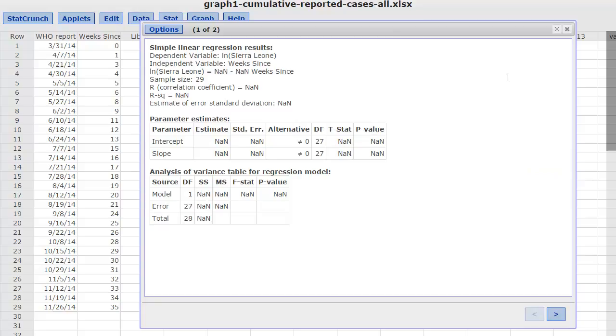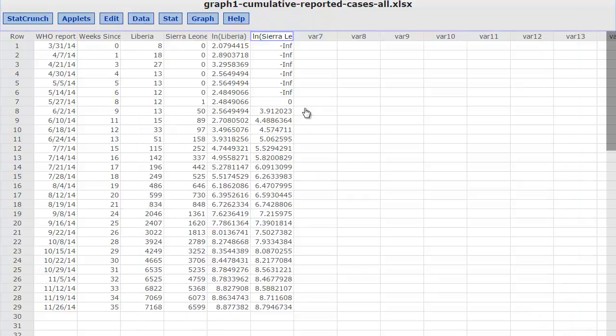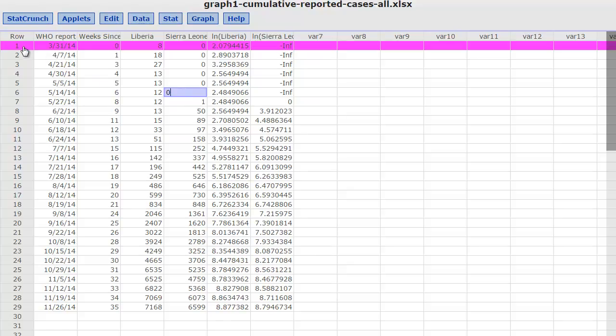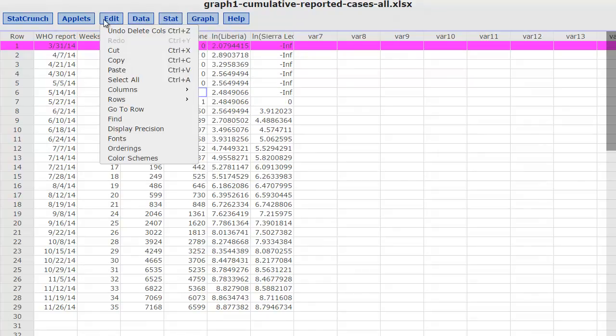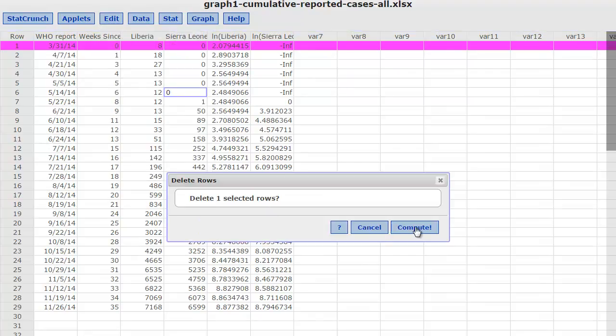Uh-oh. Oh. Oops, I have these zeros in here, and so I got a bad error. I'm wondering if you guys did that. If you did, I'm very sorry. Okay, so what we want to do is delete those rows. So I'm going to go to data. I'm going to go to row. Oh wait, let's see. Over here, edit, rows, delete, and go ahead and delete that one.